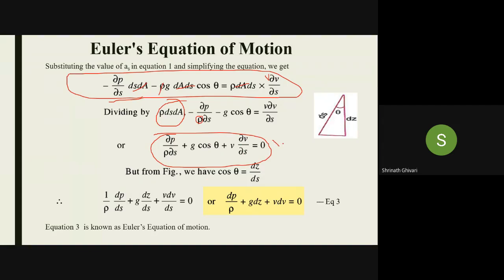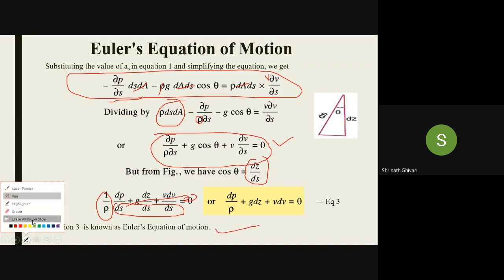After getting this, we know, by seeing this diagram, that cos theta equals dz/ds. So (1/rho) ∂p/∂s plus g dz/ds plus v ∂v/∂s equals 0. Since ds is common in the denominator, we take it in common and multiply it with 0, which will be 0. So dp/rho plus g dz plus v dv equal to 0. This is our equation 3, the Euler's equation of motion.